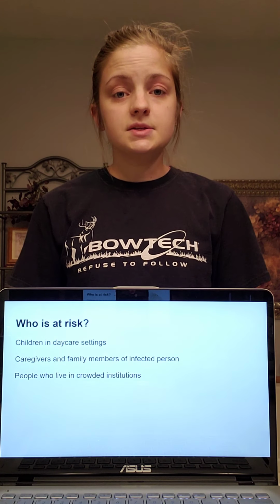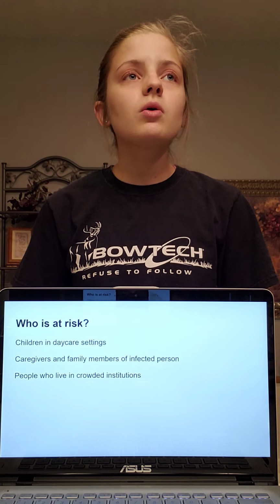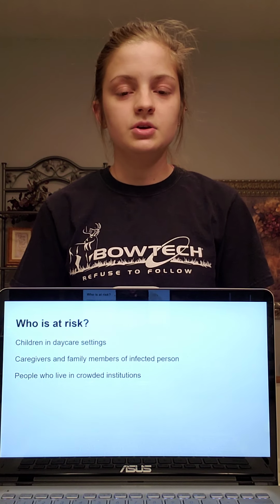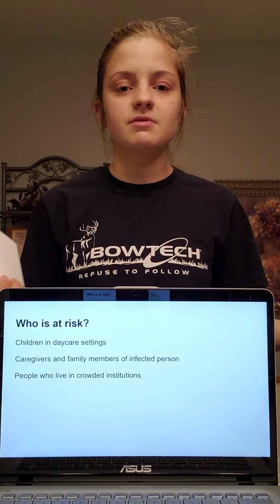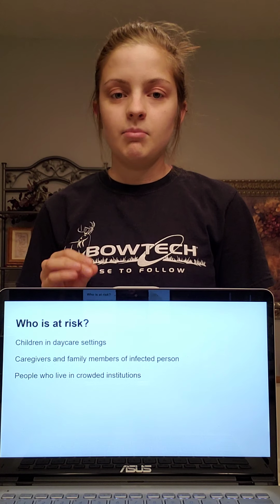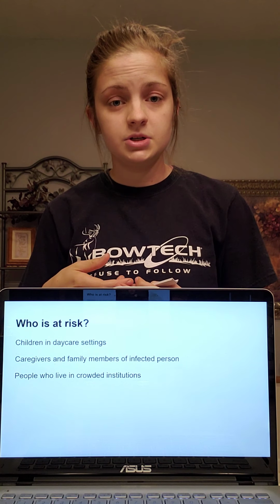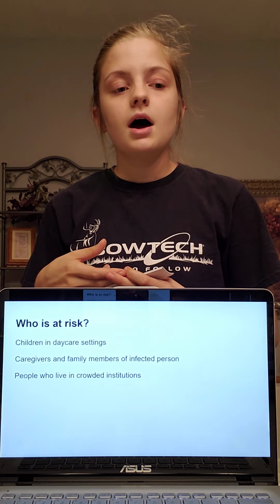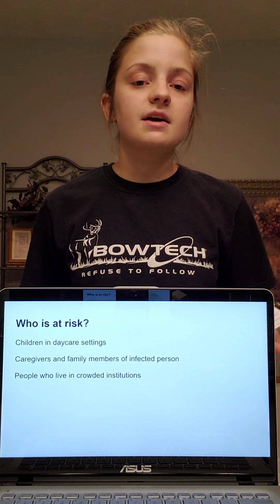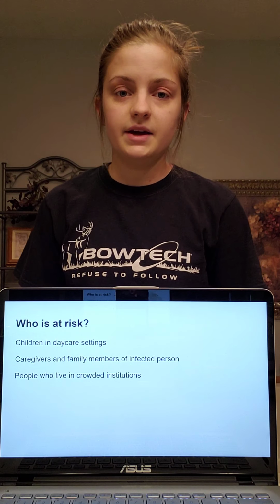People who live in crowded institutions, like group homes, nursing homes, just people living in a tight space and using all the same objects on a daily basis. Everyone's sharing things, stuff like that. But your children are going to be the main points because children don't wash their hands as much as adults do, hopefully. And they'll scratch the area, they'll touch you, they'll touch everything. So that's usually how they get spread.